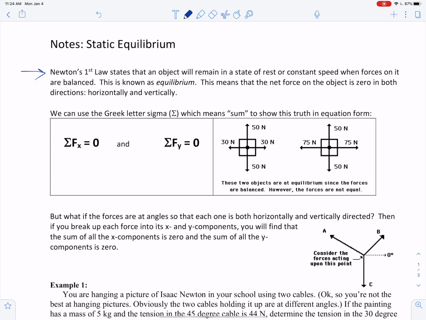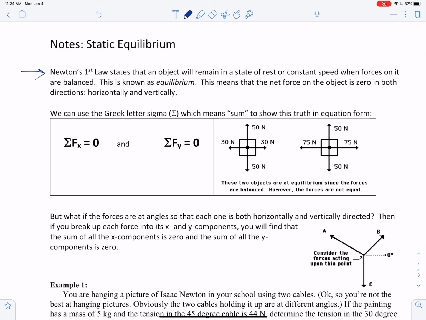Taking a look here, Newton's first law states that an object will remain in a state of rest or constant speed when forces on it are balanced. This is known as equilibrium. This means that the net force on the object is zero in both directions, horizontally and vertically.